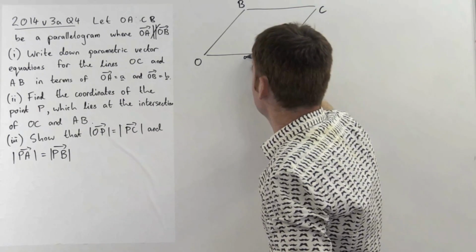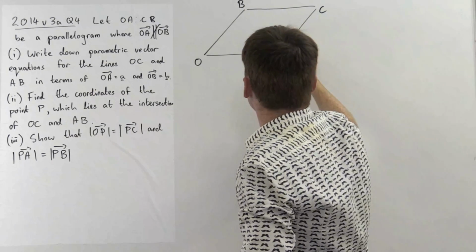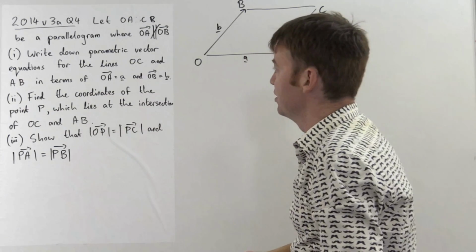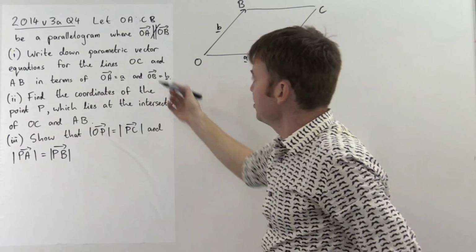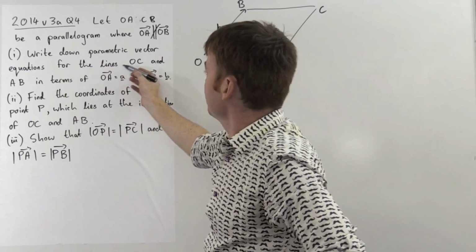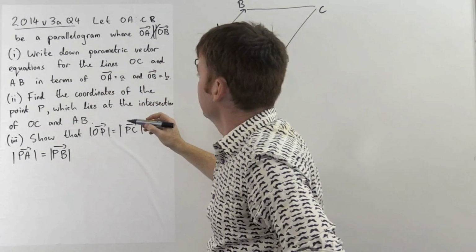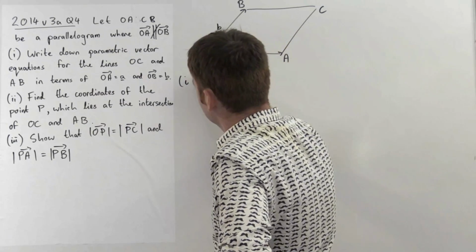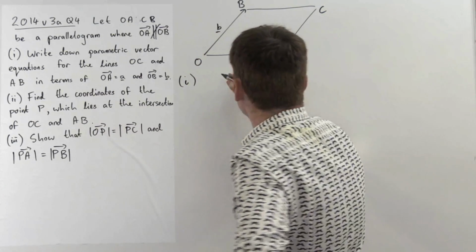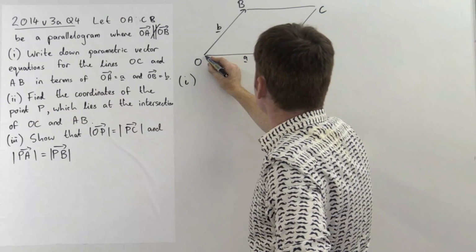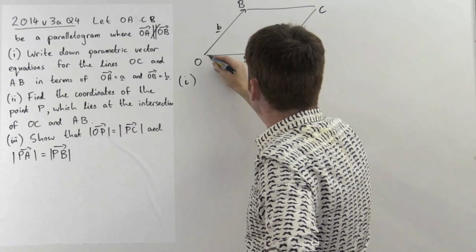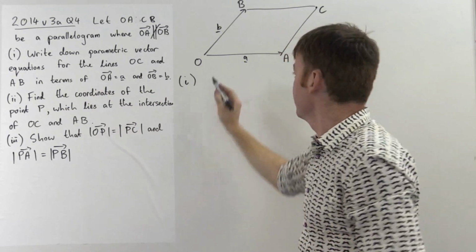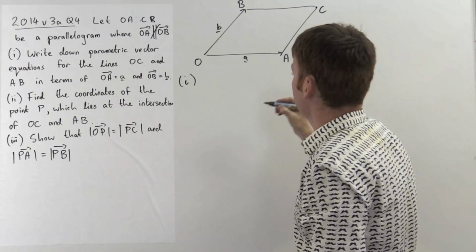So this is the vector, let's call it A. This is the vector, let's call it B. And this is the object we're interested in. Question 1, write down parametric vector equations for the lines OC and AB in terms of vector A and vector B. This is not so bad. First of all, how can we express C? C is just vector A plus vector B because it's a parallelogram.